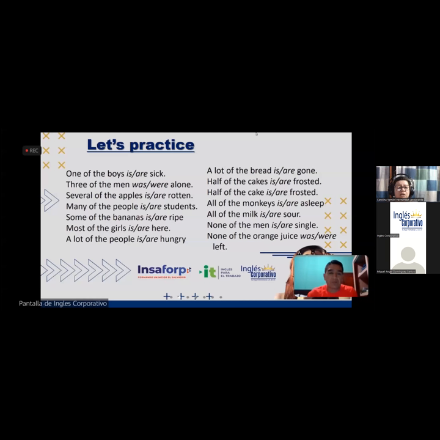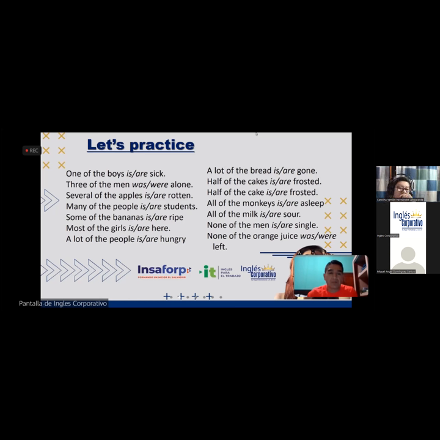People, many of the people. Are many of the people are students. Are students. Many of the people are students. Some of the bananas are ripe.